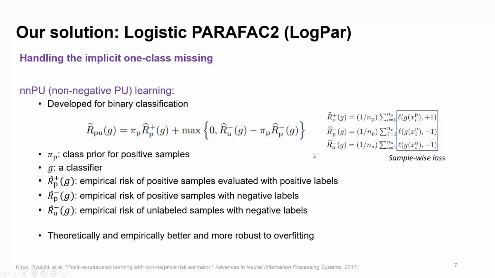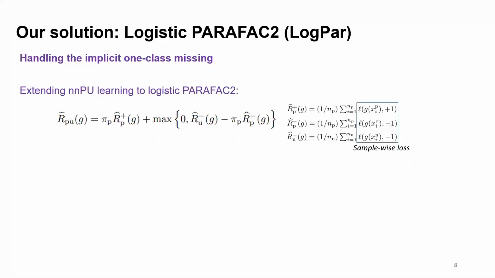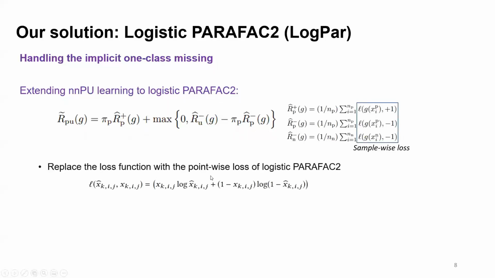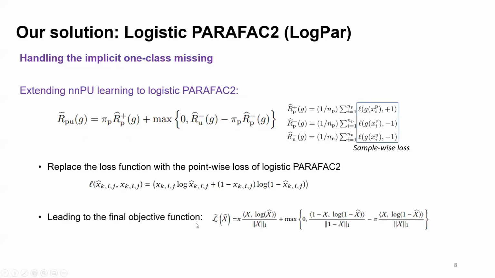This method was found theoretically and empirically better and more robust to overfitting. So what we try to do is to extend this NNPU learning paradigm to our defined logistic PARAFAC2. First, we try to replace those sample loss functions with the pointwise loss of our logistic PARAFAC2. Here, each sample is one entry of our irregular tensor, which leads to the final objective function by combining all those empirical losses together.